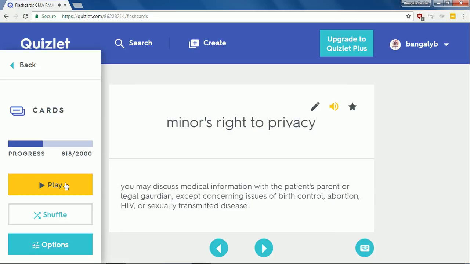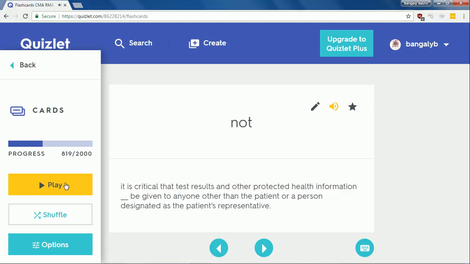Minors' right to privacy. You may discuss medical information with the patient's parent or legal guardian, except concerning issues of birth control, abortion, HIV, or sexually transmitted disease. Not. It is critical that test results and other protected health information not be given to anyone other than the patient or a person designated as the patient's representative.